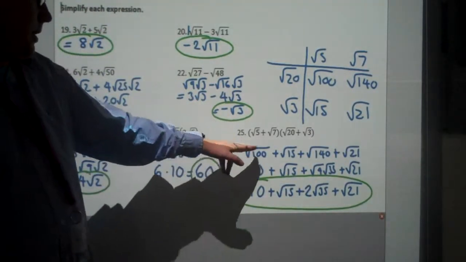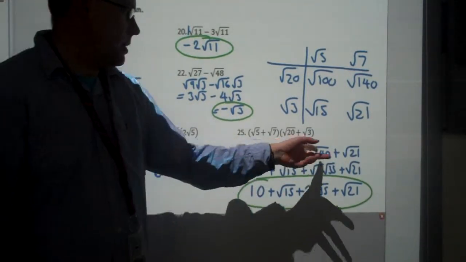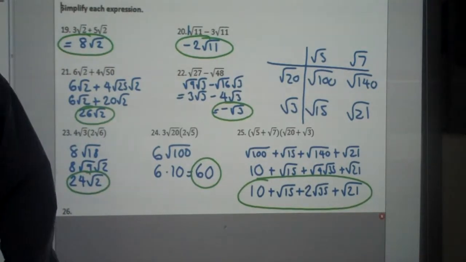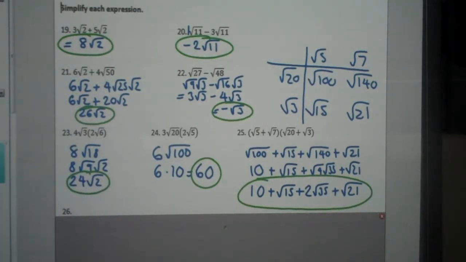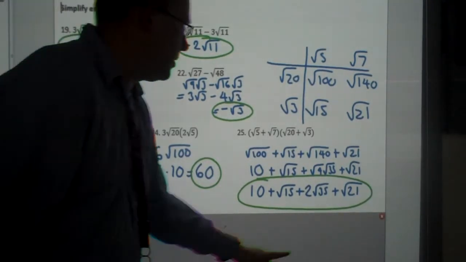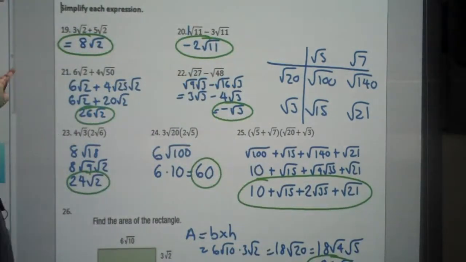Some of these simplify. Square root of 100 simplifies. Square root of 140, you can take out 4 and split it up, but not a lot you can do with that answer. And that's about as good as we're probably going to get for that question.